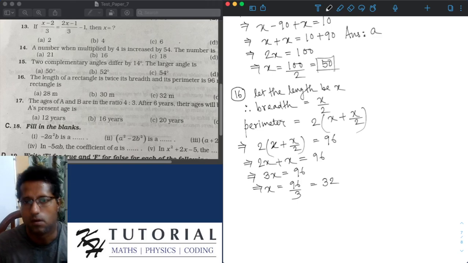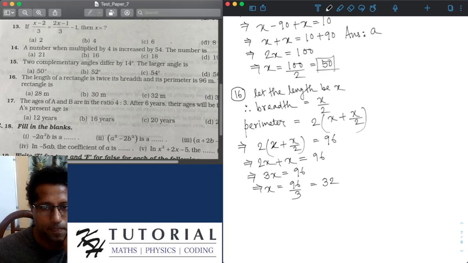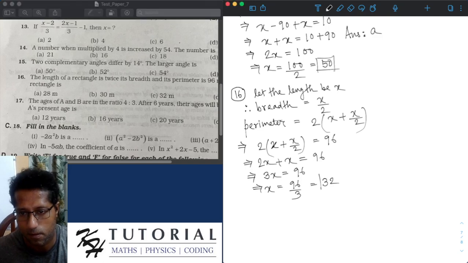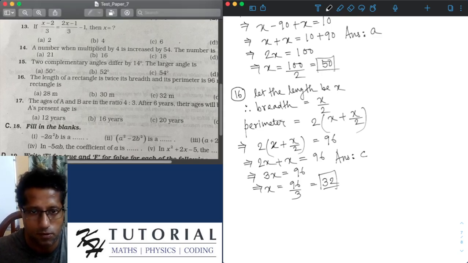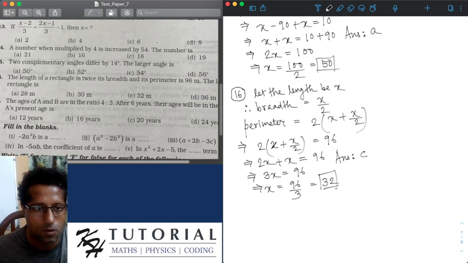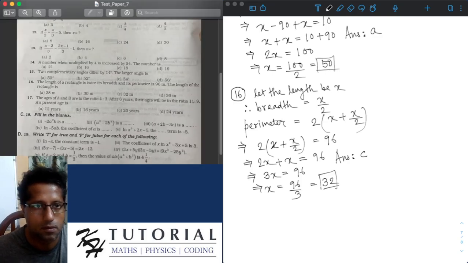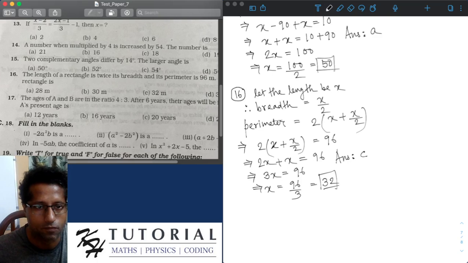So the length we have found to be 32, and it has asked the length only. So the length of the rectangle is 32, and the answer is choice C. Okay, let's see the next problem. It's also a word problem.